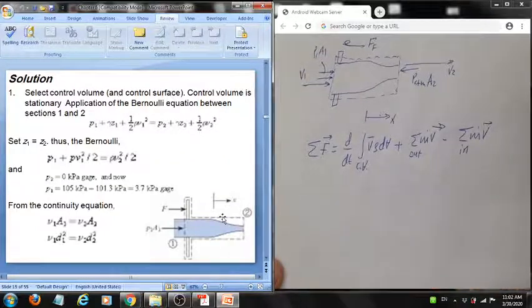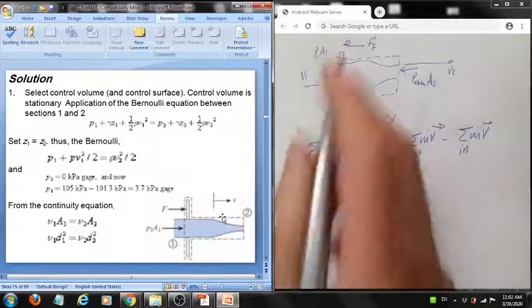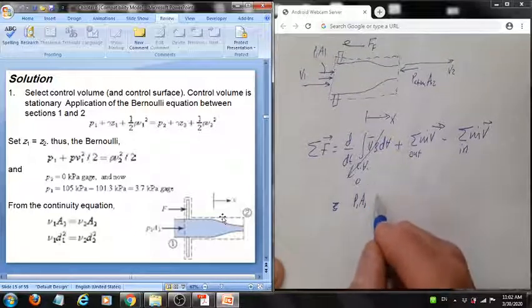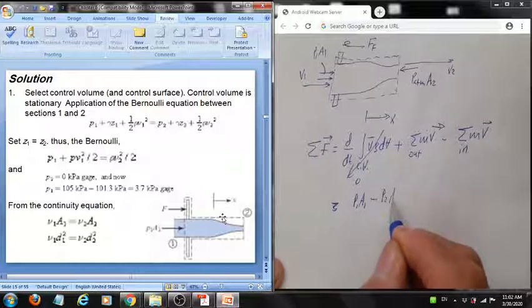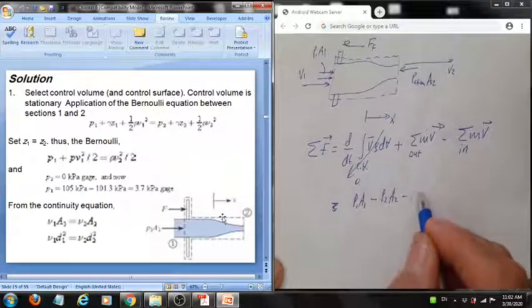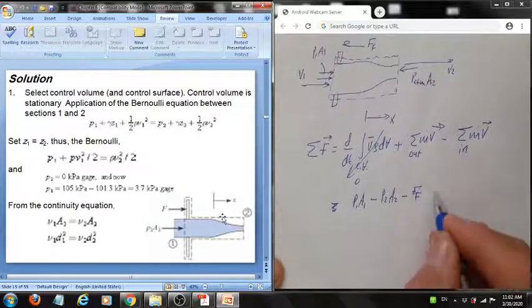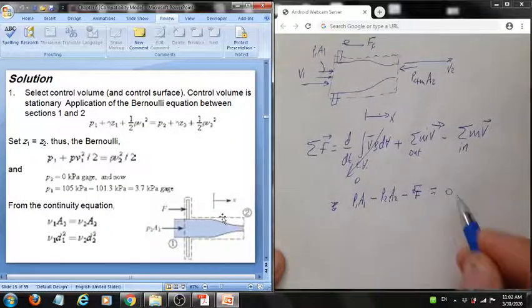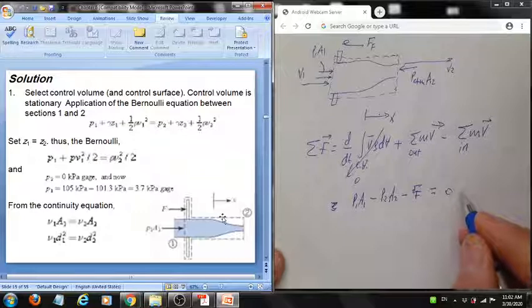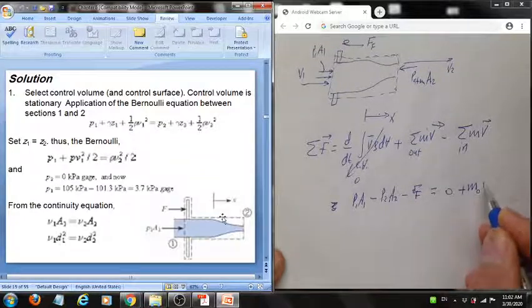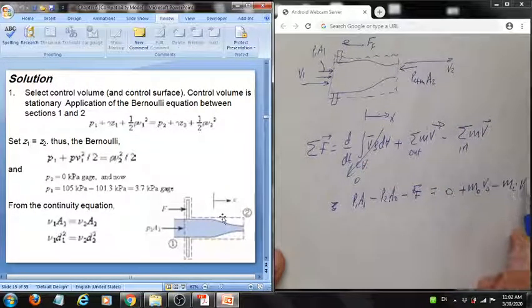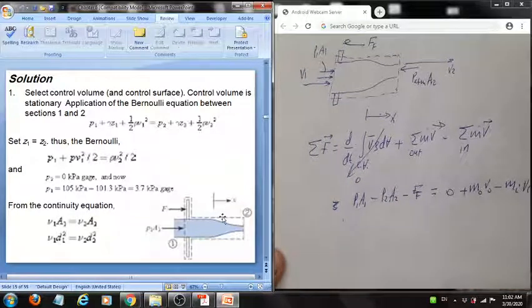We will assume steady. The forces acting on this control volume are P1 A1 minus P2, which is the atmospheric, A2, and A1 and A2 are the same, minus the F flange, equal to, steady, mass leaving V out, it's all in the x direction, minus mass entering V in. This results from the momentum equation.